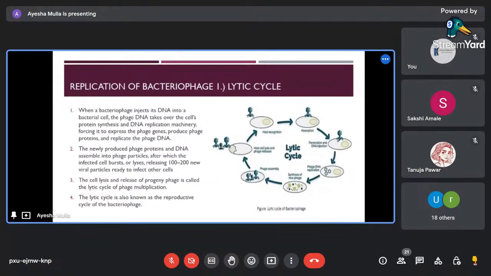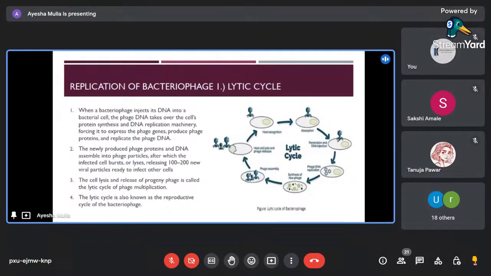To make a number of copies, the bacteriophage follows replication in one of two ways, either through the lysogenic cycle or the lytic cycle. First, I will start with the lytic cycle. In the lytic cycle, the phage causes complete lysis of the bacterial cell. Examples are T2, T4, etc. They are also known as virulent phages. The cycle has the following steps.